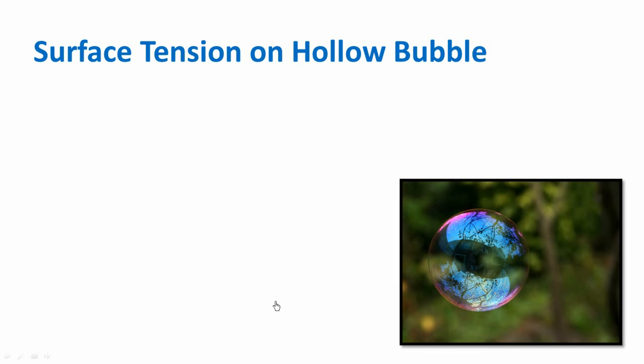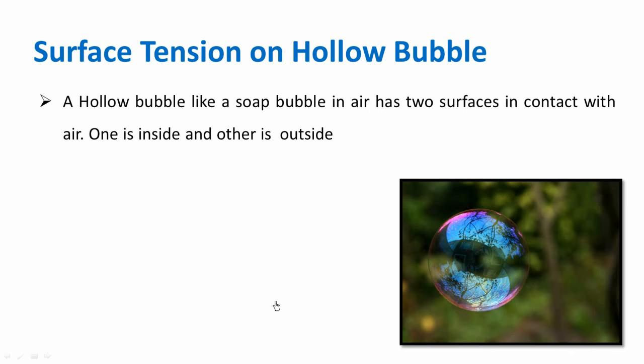We will have a hollow bubble here. In a hollow bubble, like a soap bubble floating in air, there will be two contact surfaces. One is inside, another one is outside. So when you see this, it is a surface which is a hollow thing. Inside there is some air, and outside there is also air.